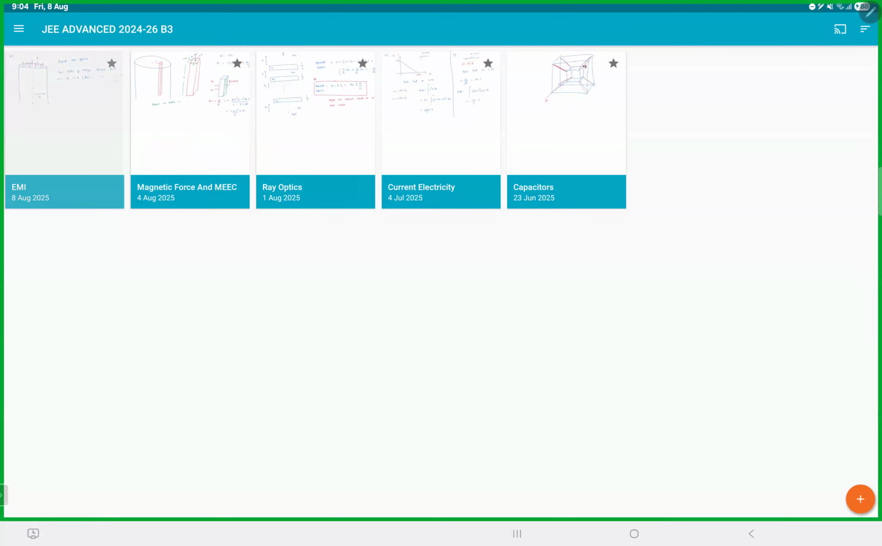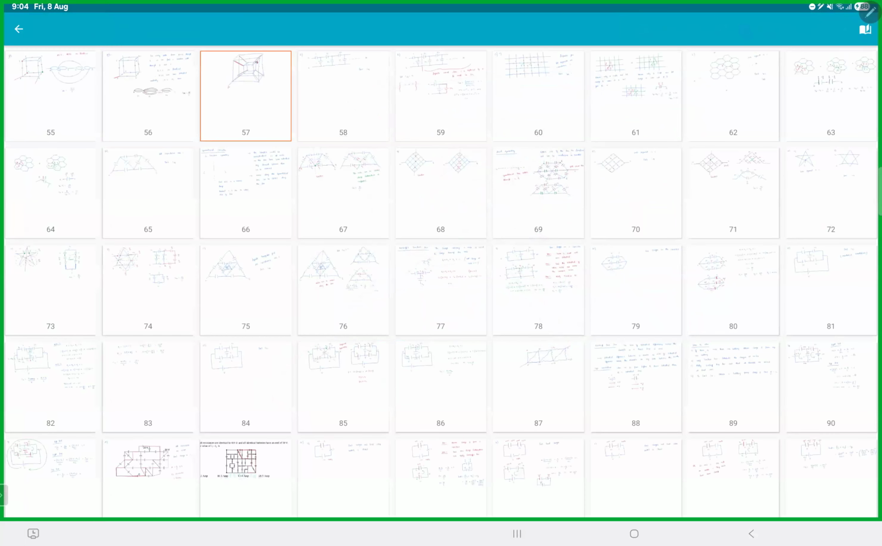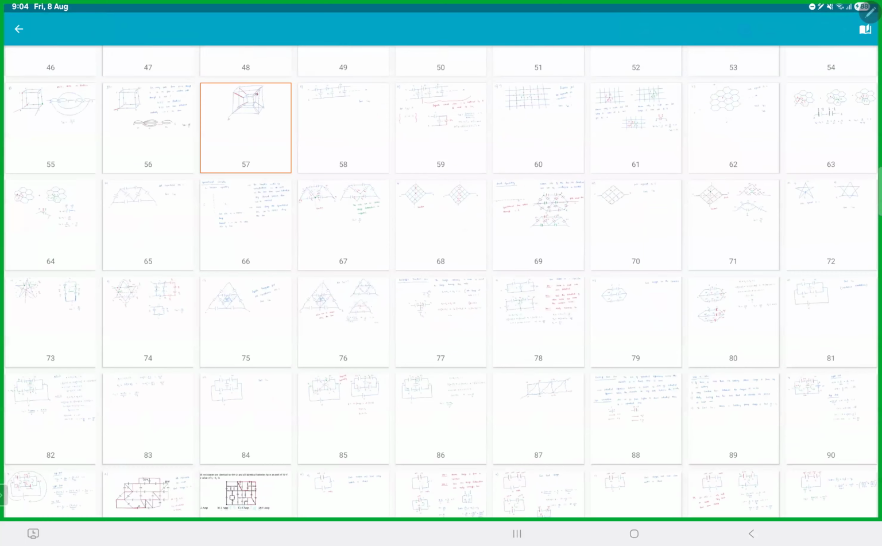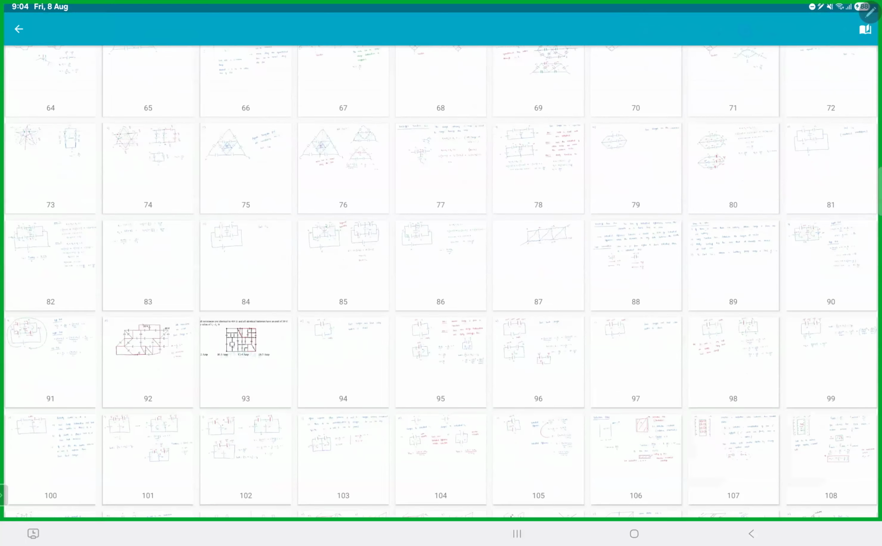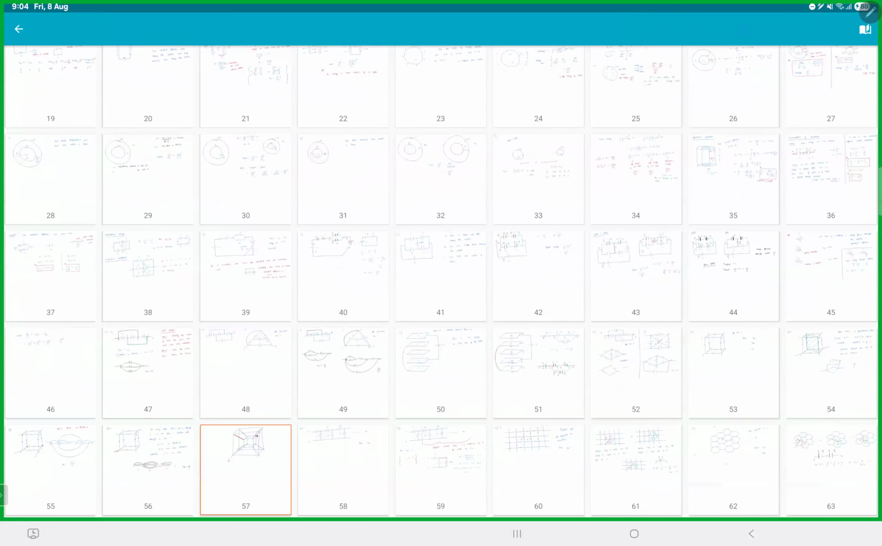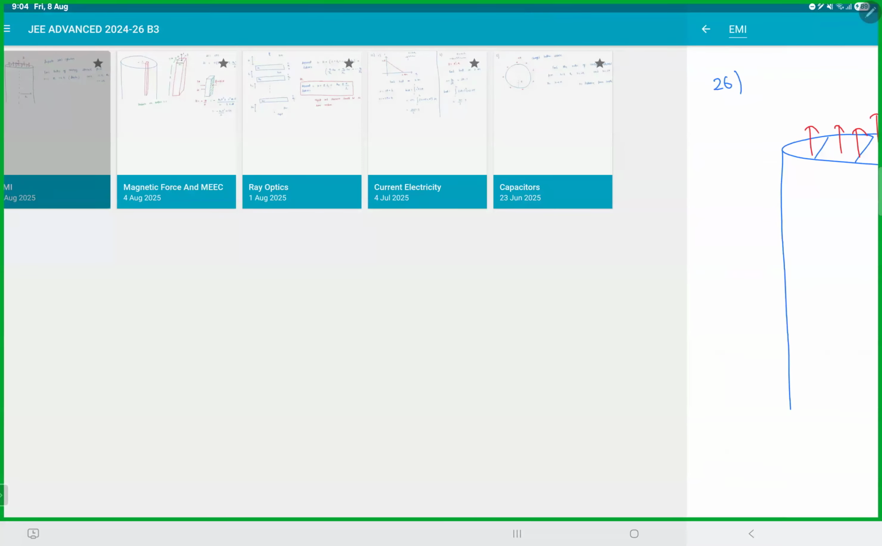Do you guys remember we have done something like this in capacitors? That question was: a charged hollow sphere is there. Find the ratio of energy stored from R to 2R and 2R to infinity. Remember the energy density? This is the magnetic energy density.